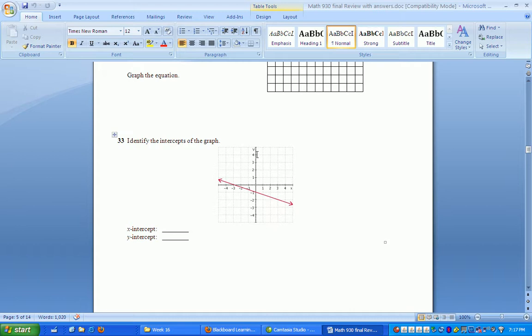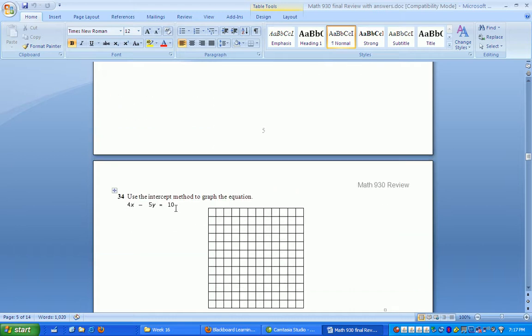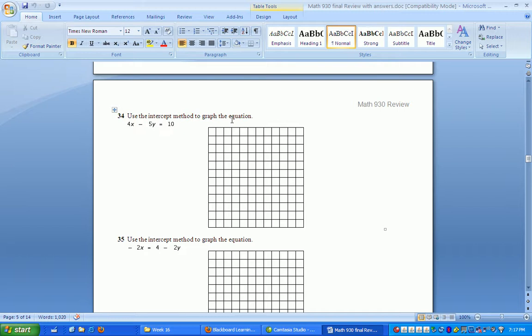Now when they're asking us to graph using the y and x-intercept method, you have to solve numerically for your x-intercept, solve numerically for your y-intercept, plot those points out, then draw a line between those two points, and that'll be your solution.